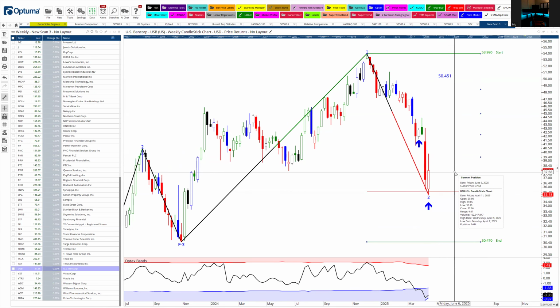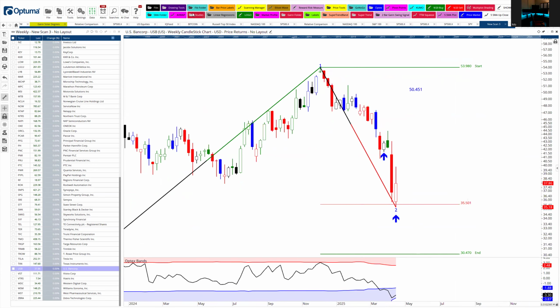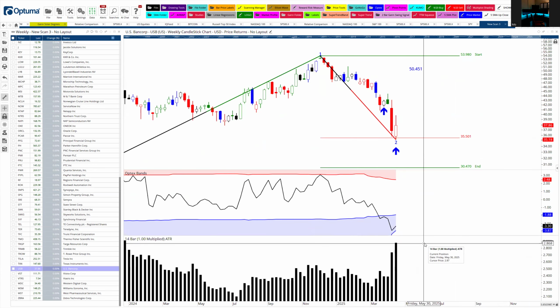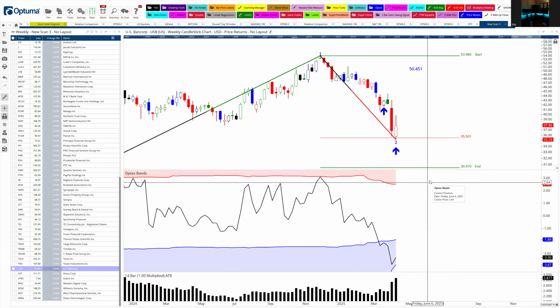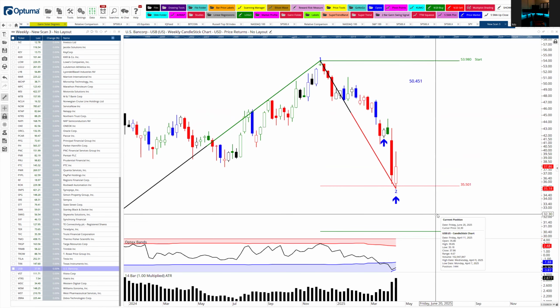So I don't know the beta, how much is the stock? What's the ATR on this? Yes, it was 2.8. It's tough to find. I like beta stocks that actually move.